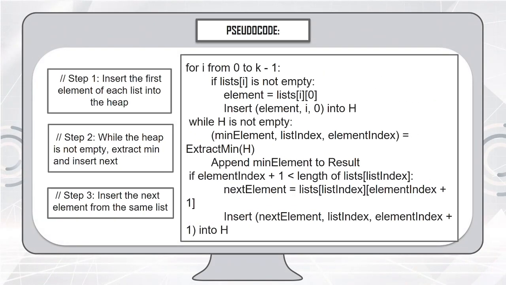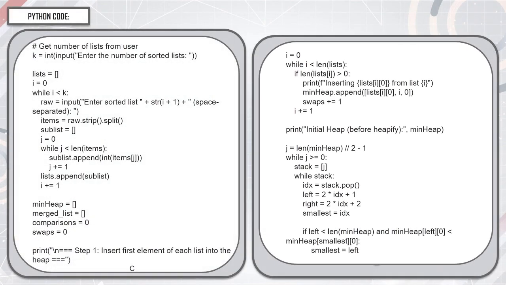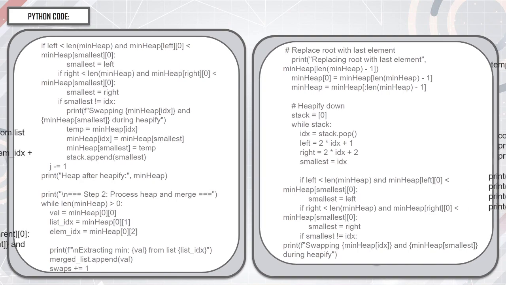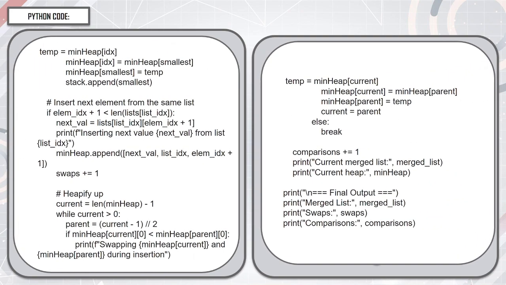This slide shows the Python implementation and a brief performance analysis. The Python code implements the steps outlined in the pseudocode. It uses a list to represent the min heap and includes functions to perform heapify operations. The code also includes counters for swaps and comparisons, allowing for performance analysis. The performance analysis highlights the reduced time complexity, showing the efficiency gain of using a min heap.